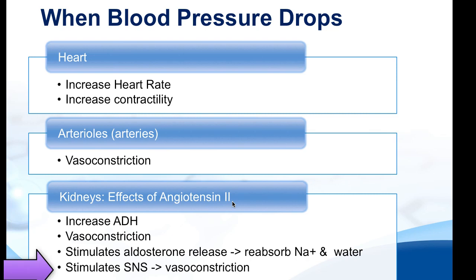Lastly, angiotensin II stimulates sympathetic activity. Sympathetic activity causes vasoconstriction. Vasoconstriction increases total peripheral resistance, and this results in an increase in blood pressure.